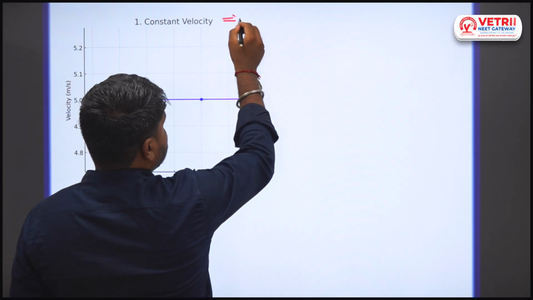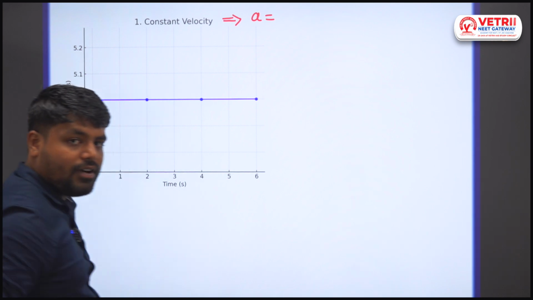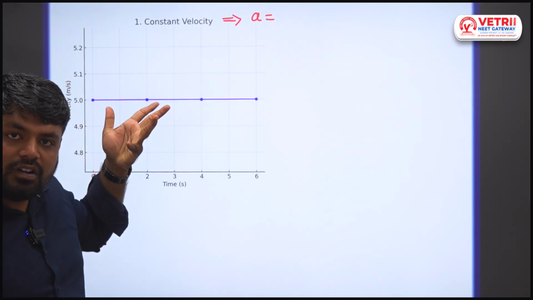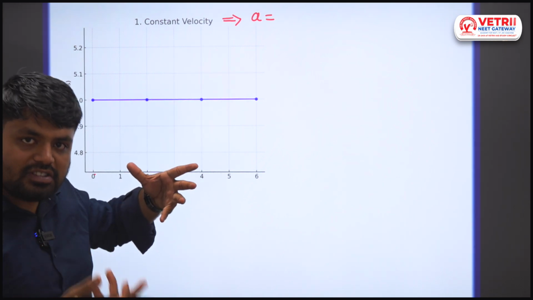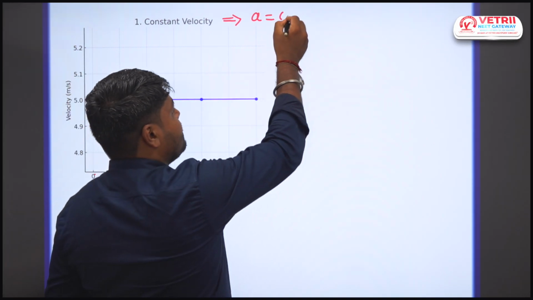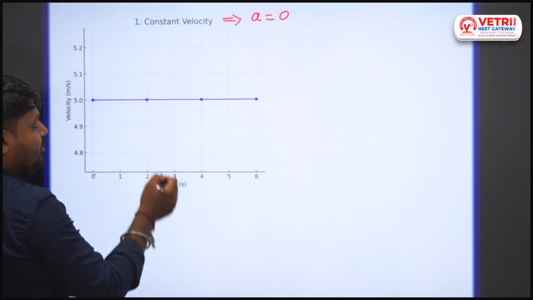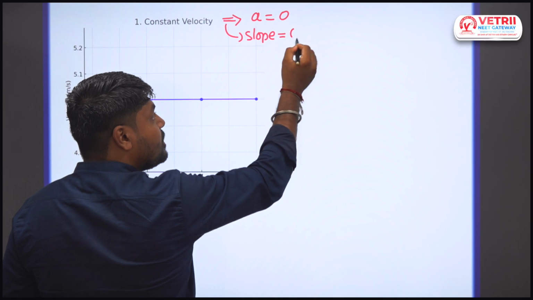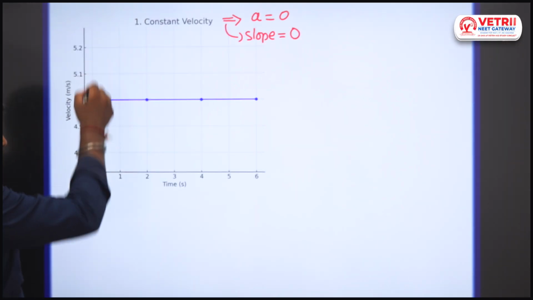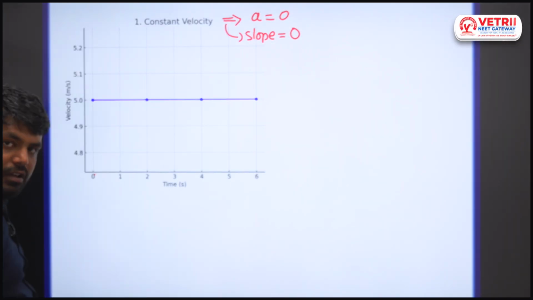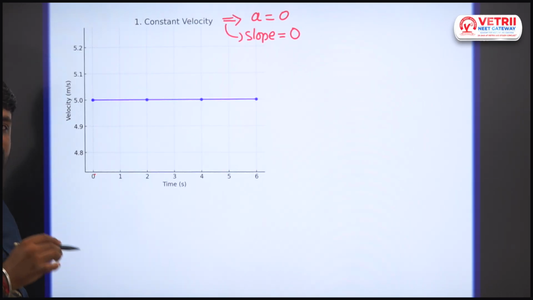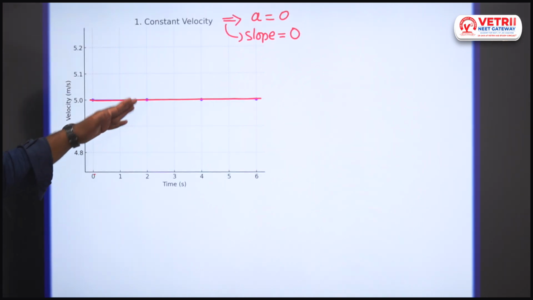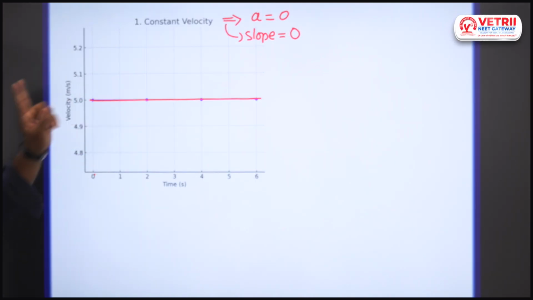So for constant velocity, what is the acceleration? Acceleration means change in velocity. Does the velocity change here? No. So it does not produce acceleration, and acceleration is 0. In the velocity time graph, slope is the acceleration, so acceleration 0 means slope is also 0. Which graph gives you slope 0? The line parallel to the x-axis gives you the slope 0. Can you understand this?